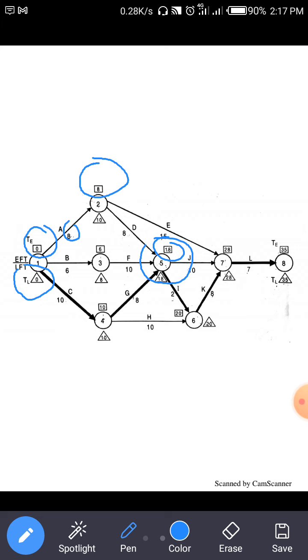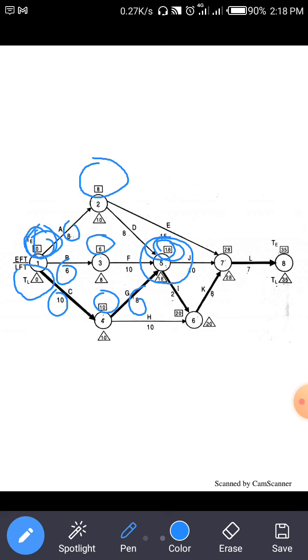So here, first we find out the T value. For node 3, 0 plus 6 is 6. Then for node 4, 0 plus 10 is equal to 10. Similarly, 10 plus 8 is 18, 6 plus 10 is 16, and 8 plus 8 is 16. So from these three values, 2 to 5, 3 to 5 and 4 to 5, the maximum value we got is 18. So right here, 18.